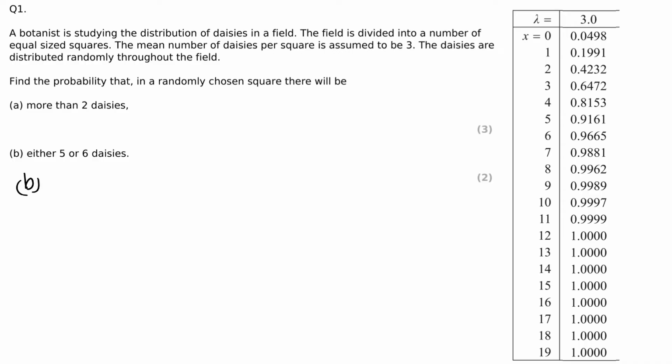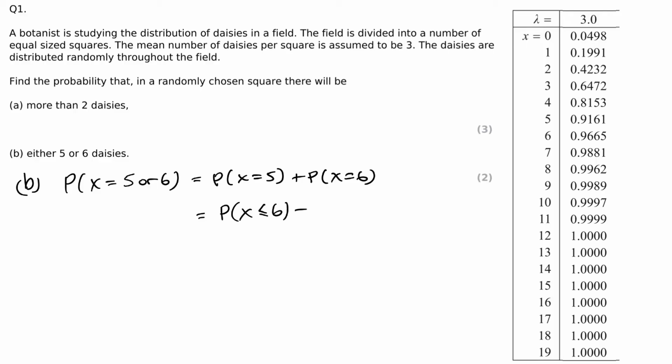Now part B says either 5 or 6, so x equals 5 or 6. That is like the probability where x equals 5 plus the probability when x equals 6 if I was going to use a formula. Or equally, because I'm using my tables, I could do less than or equal to 6 minus less than or equal to 4. Because that's 0 to 6, and this is 0 to 4, taking away 0 to 4 leaves me 6 and 5. So that's going to be the quickest way of doing this.